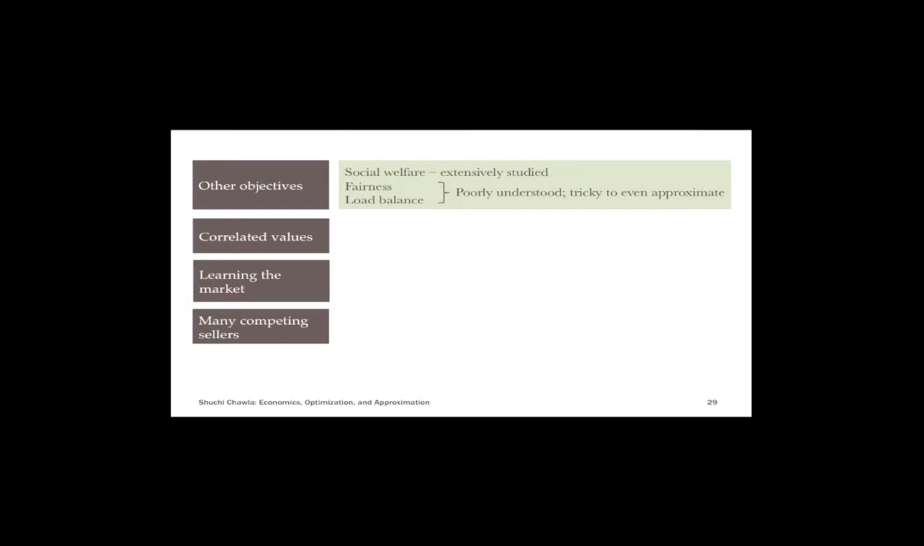There can be several other objectives. I focused on revenue. Some of these objectives we understand very well. Economic efficiency is something that's been extensively studied. Other objectives like fairness, we don't understand so well yet. And this is a topic of ongoing research. Values of different consumers being correlated, drawn from the same sources of information, understanding, learning these demand curves, many competing sellers in the same market, these are all different kinds of issues that are, again, topics of current research, extensions that we don't understand very well yet and are very interesting topics of study.